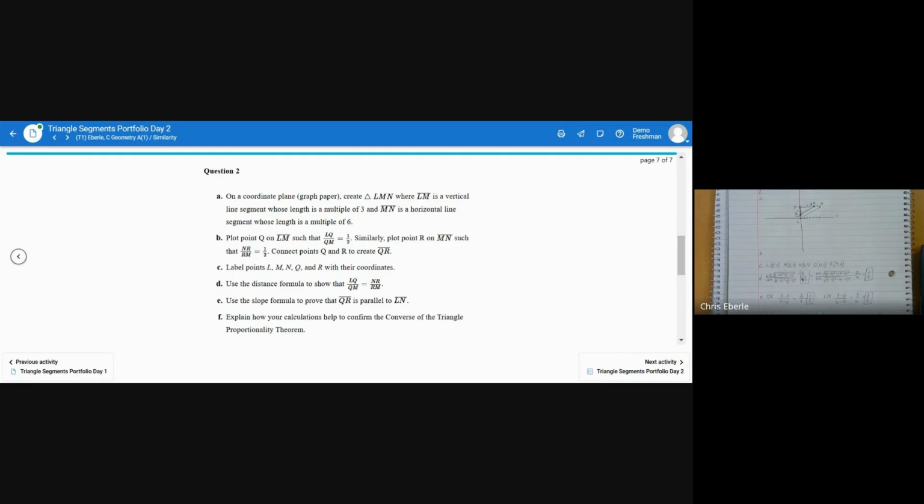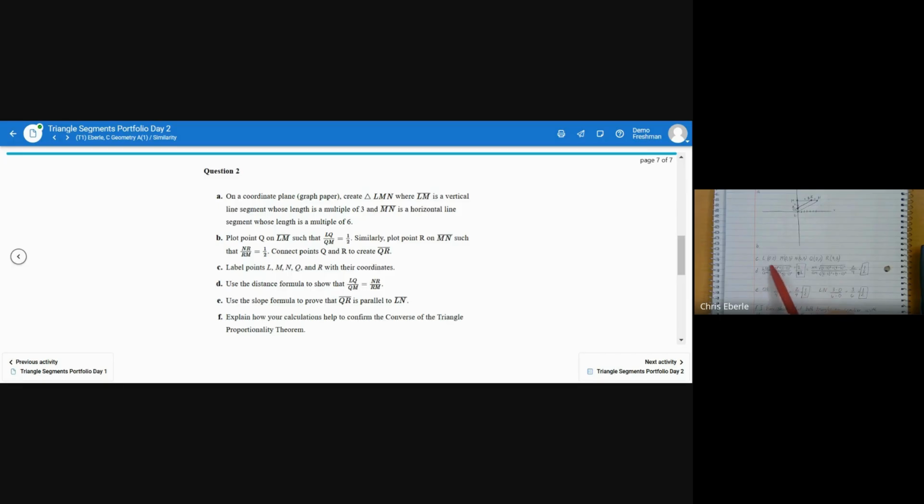Once we've done that, then we can label L, M, N, Q, and R with the coordinates, okay, down here. And then once we do that, then we can use the distance formula to find the proportionality. Now, if we've done this correctly, the proportionality should be 1 to 2 for both, okay? And that was the instructions that were given, okay? So we should find that these are 1 to 2, both of the proportional relationships.